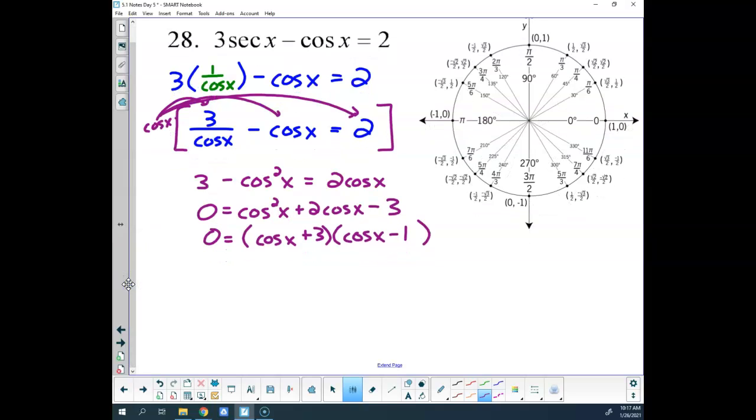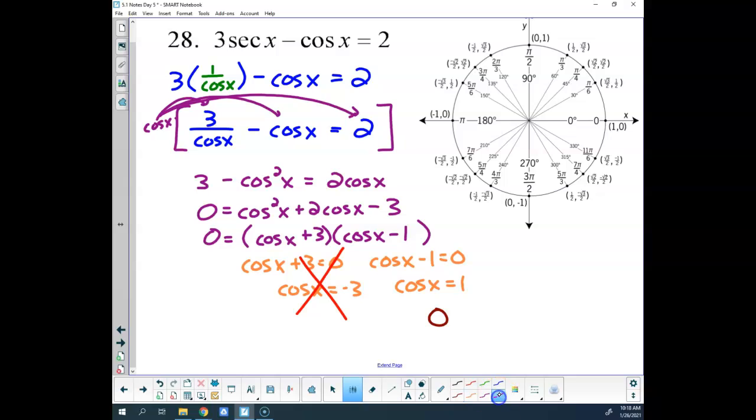Okay. So then we can say the cosine of x plus 3 is equal to 0, and the cosine of x minus 1 is equal to 0. And we can say the cosine of x is equal to negative 3, and the cosine of x is equal to positive 1. Can cosine of x ever be negative 3? No. It has to be between negative 1 and positive 1. Where is cosine of x equal to positive 1? At 0. The answer here is just 0.